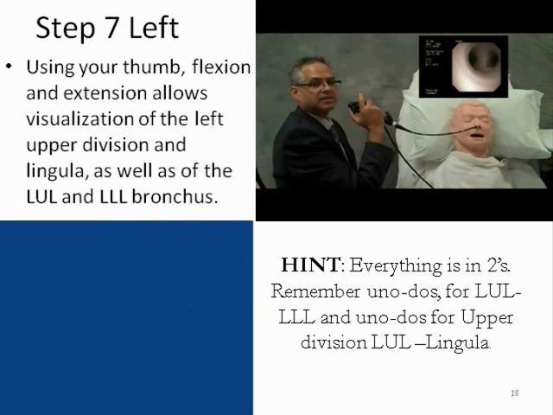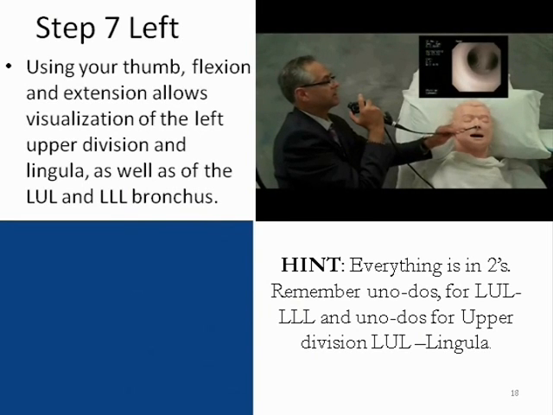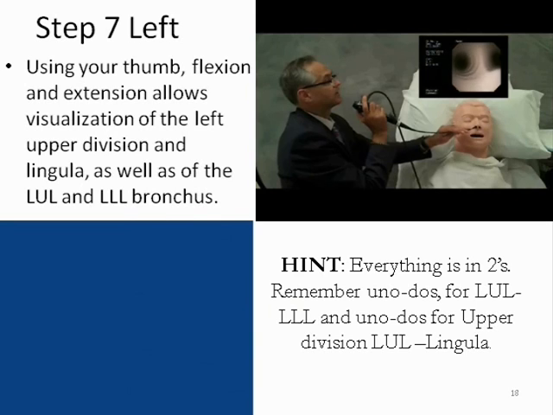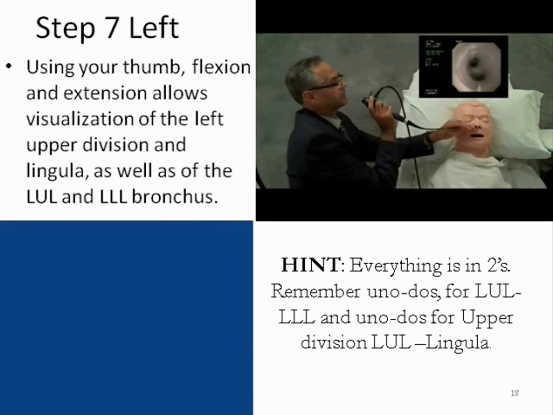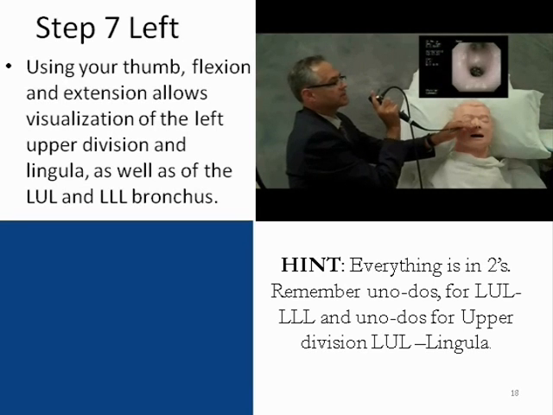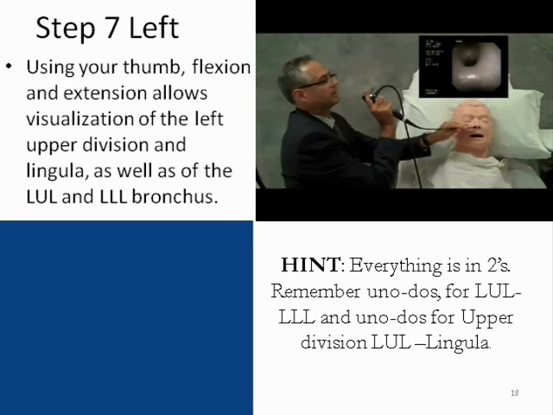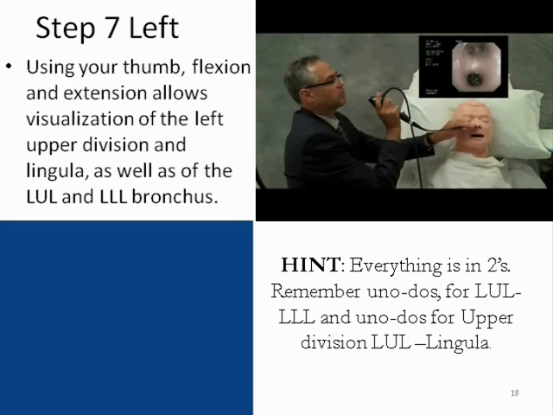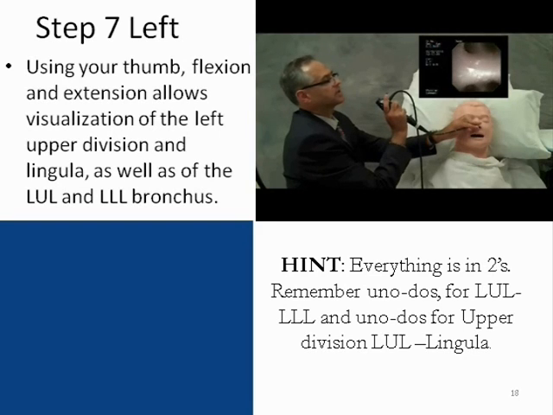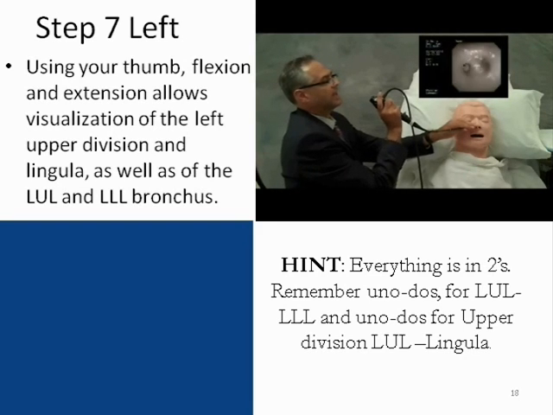Step 7 exercises takes us into the segmental anatomy. Let's begin on the left. We're able to visualize the left upper lobe and the left lower lobe. The left upper lobe takes us to the lingula, and by flexing more into the upper division bronchus, the apical posterior segment and the anterior segment.